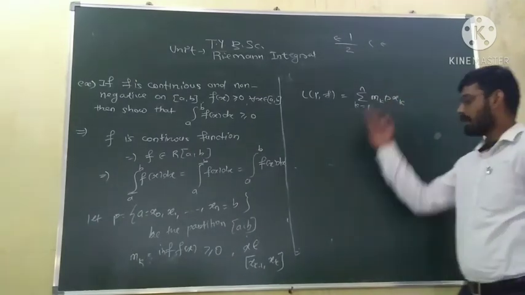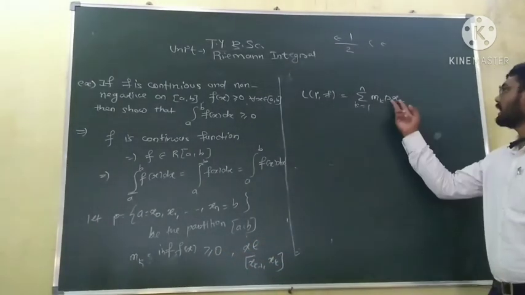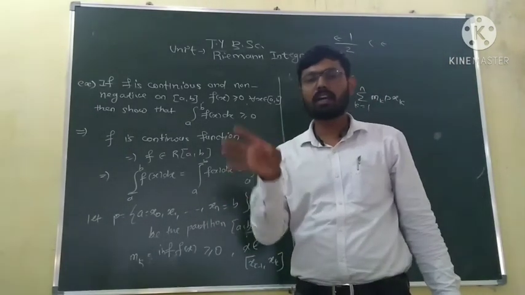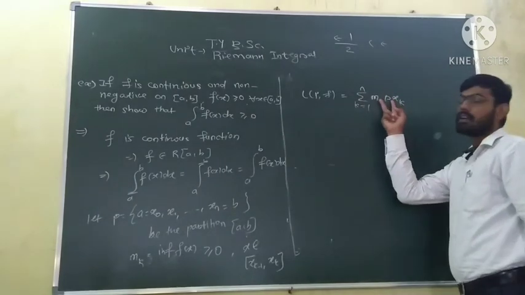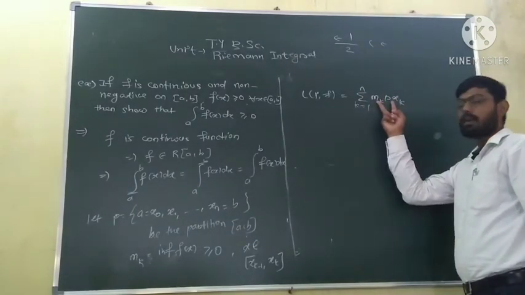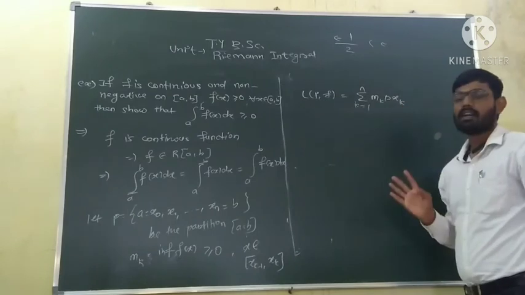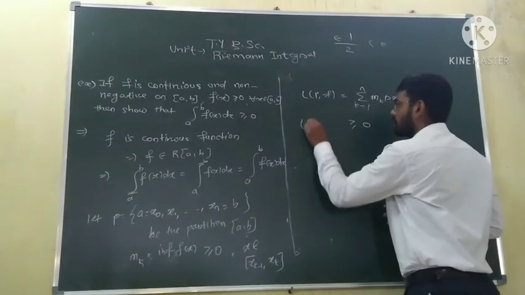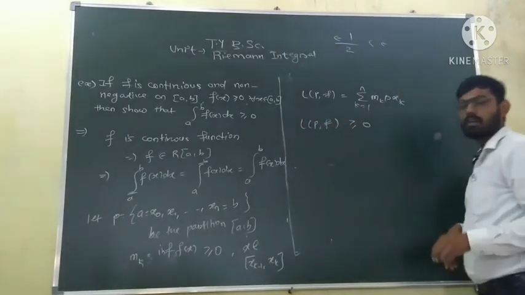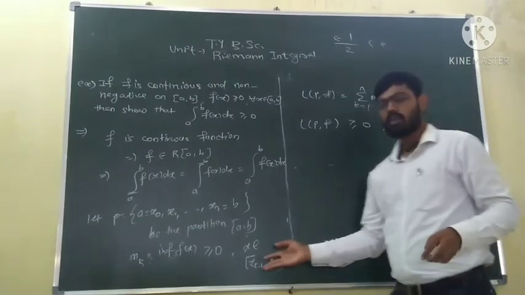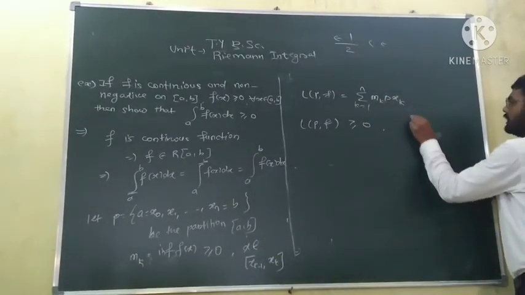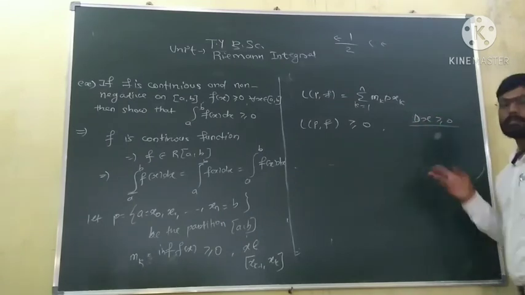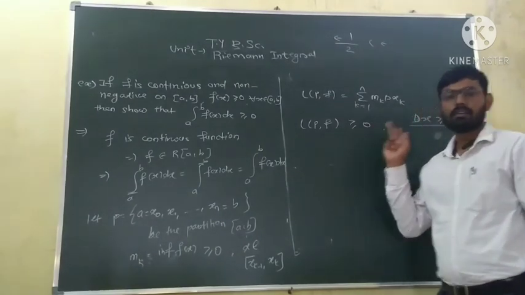Now see, mk is always greater than or equal to 0. Delta xk is the length of the subinterval, and length cannot be negative, so it is also greater than or equal to 0. So both these values are greater than or equal to 0, and therefore the total sum must also be greater than or equal to 0. So L(P, f) is greater than or equal to 0. Why? mk is already greater than or equal to 0, and delta xk is a length, which is always greater than or equal to 0. Length cannot be negative, so the lower sum is always greater than or equal to 0.